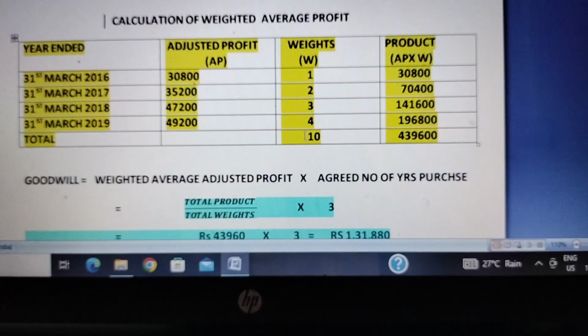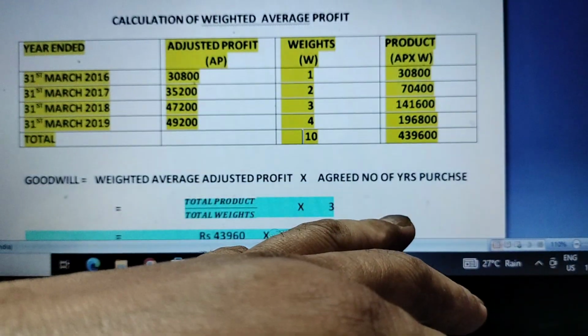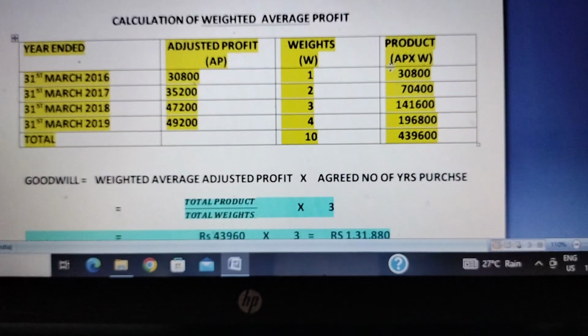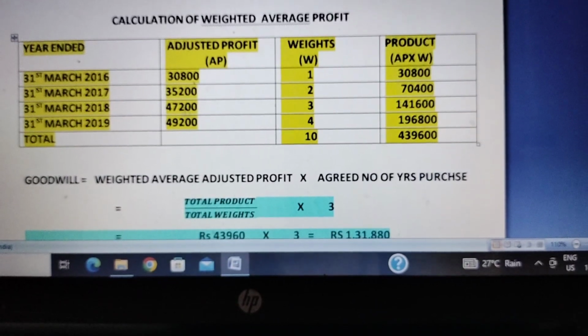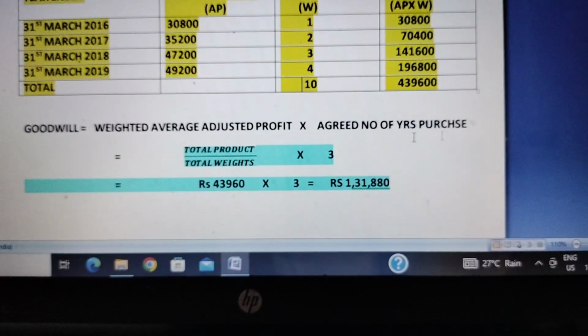Weights as given are 1, 2, 3, 4. If you add 1, 2, 3, 4, you get 10. In order to find the product or weighted profit, you have to multiply adjusted profit with the respective weight. So 30,800 into 1 is 30,800, 35,200 into 2 is 70,400, 47,200 into 3 is 1,41,600, 49,200 into 4 is 1,96,800. If you add this total, your weight will be 10 and your product will be 4,39,600.